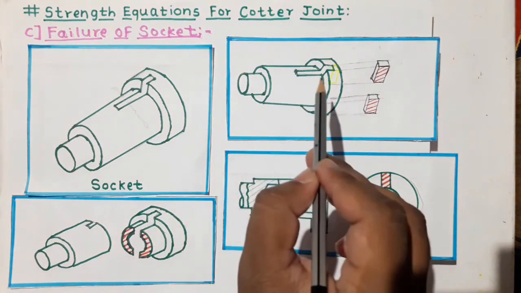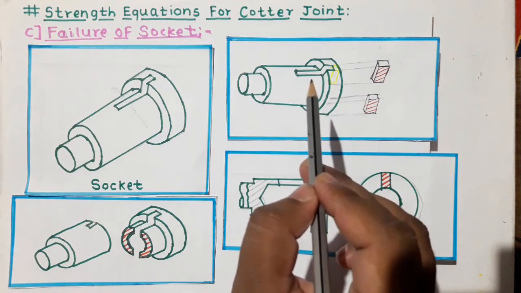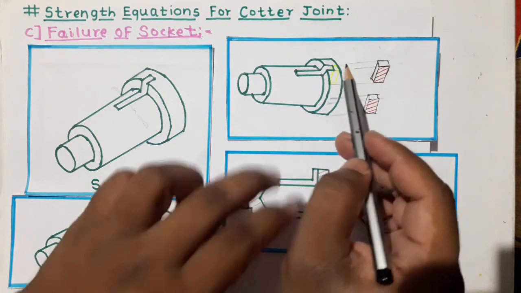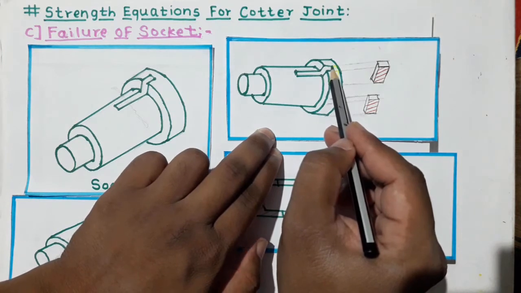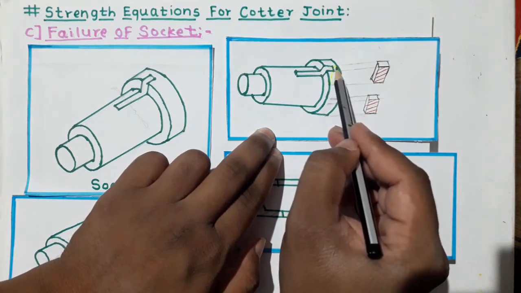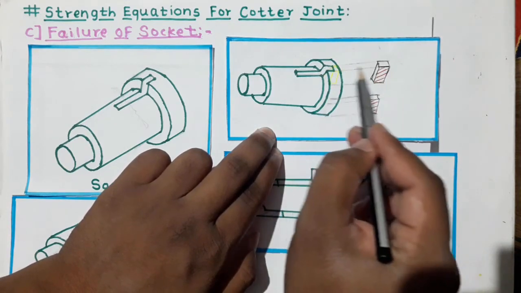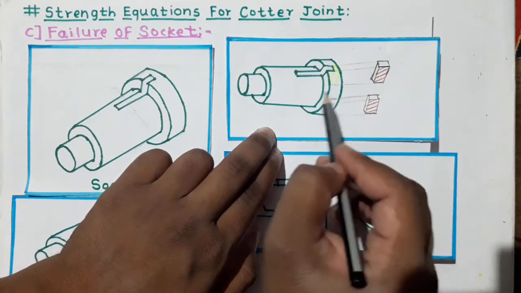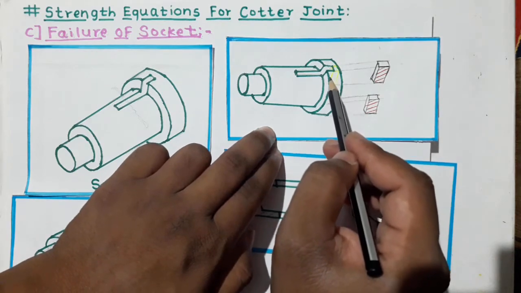Now second is the shear stress. This is particularly a double shear failure because of double shear stress. In this case, the portion which is present beyond this slot will get removed, it will get sheared off. Like this, material will get sheared off from the end of this socket, and this is called double shear failure, and it occurs because of the shear stress.